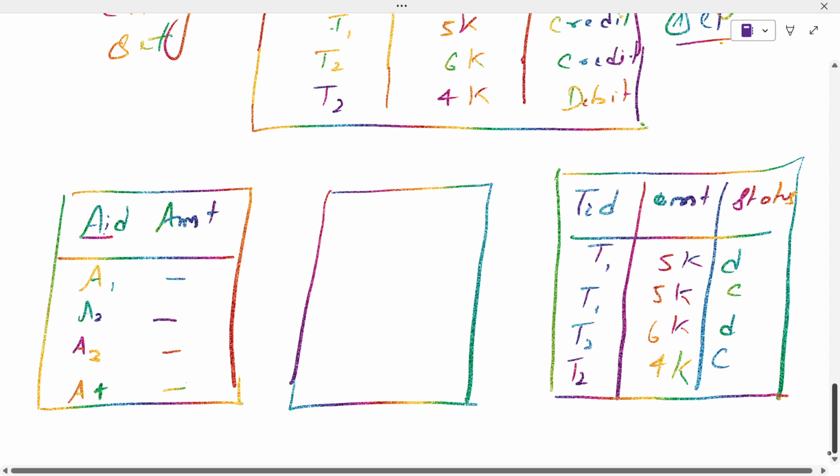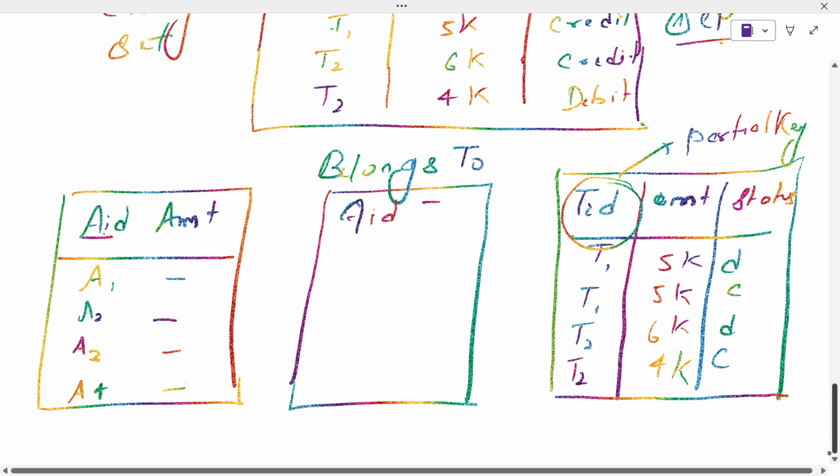So we can use the TID and AID, because TID is the partial key we have considered. Okay, so if we have the relationship as belongs to, we can relate the TID with the AID here. So if AID is this, this is TID. Now there should be total participation. So all TIDs must be involved here.